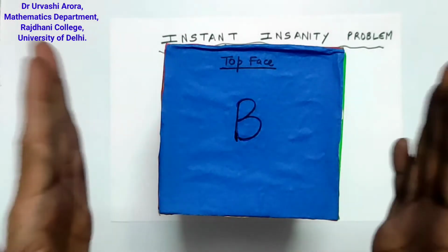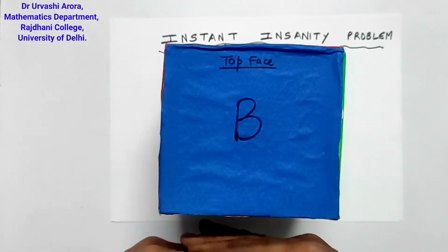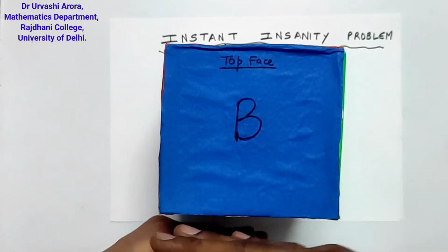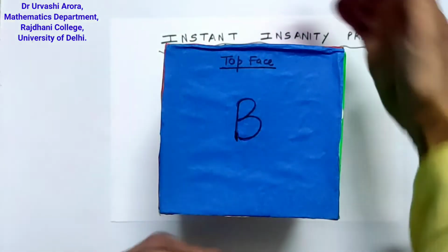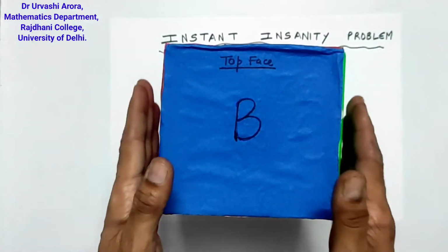So each of the four different colors should be present on each of the four faces or four sides that you have for the resulting column. That is the front side, the back side, the left side and the right side. So this is the instant insanity problem.